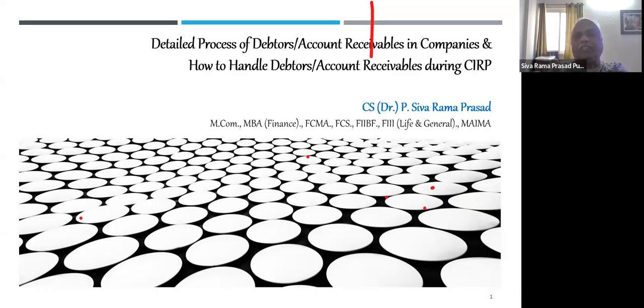But to my knowledge, a few of the IRPs or RPs are not giving much attention or focus to debtors. It is also realizable, it is also an asset. It is a current asset, because it is an asset to be converted into cash within one accounting period. In the debtors, bad debts are also there. For that, the company will provide provisions also.